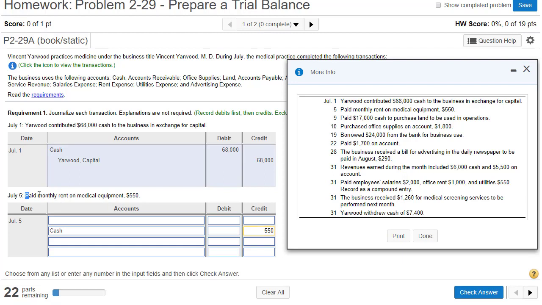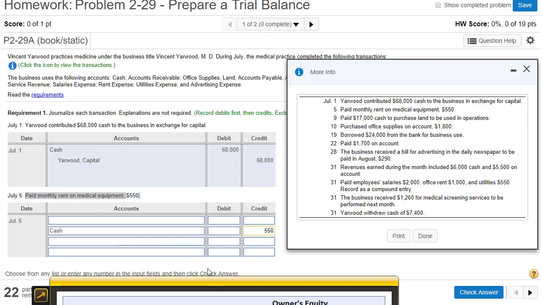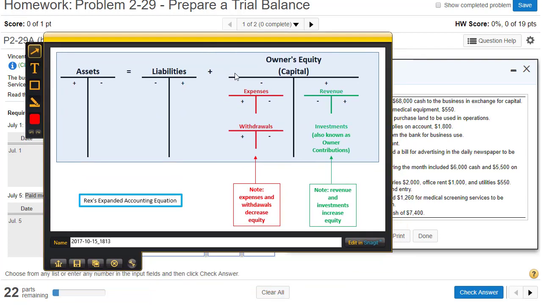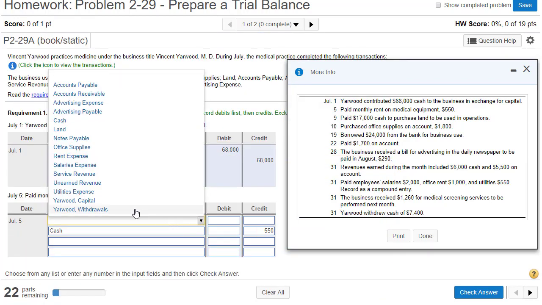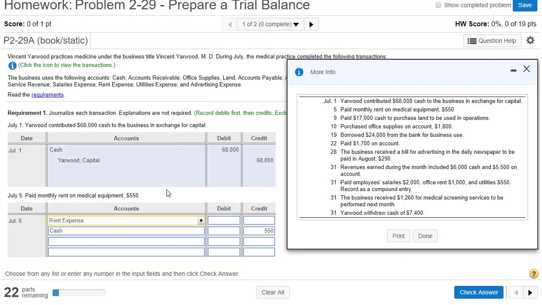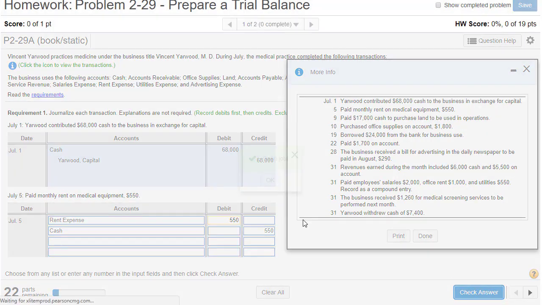So now we have to figure out what the debit account is. Well, if we're renting medical equipment, this sounds like an expense. And we have more expenses, right? So let's see. Expenses increase on the debit side. So that makes sense. So we're going to debit an expense. So we open up our chart of accounts here and find an expense. The closest one we got is rent expense, $550. So rent expense is increasing and cash is decreasing.